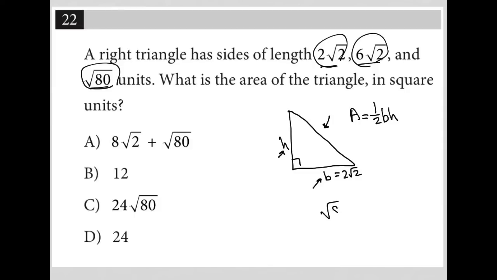So I'm going to take my root 80. And again, you could just put this into a calculator. Let's just do that. That's the fastest way. You'll have an integrated calculator on your digital SAT. So I'm just going to find the square root of 80. And that is 8.9.